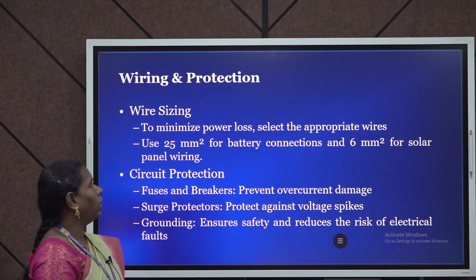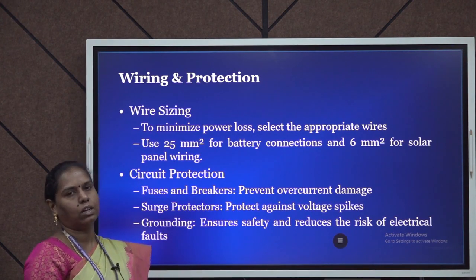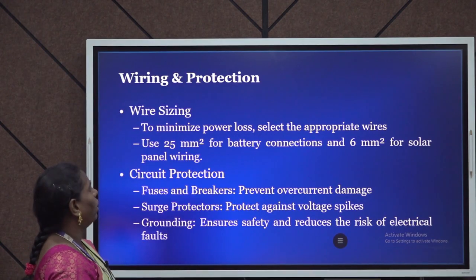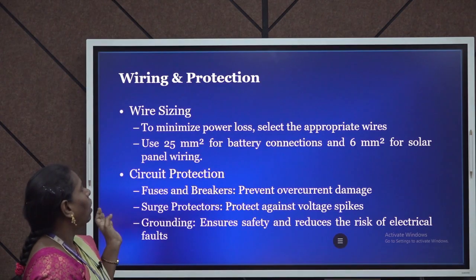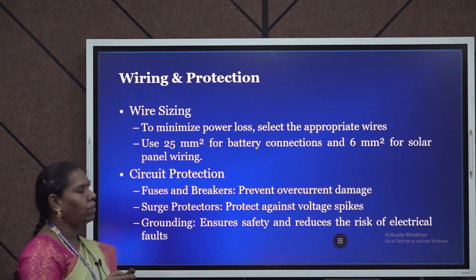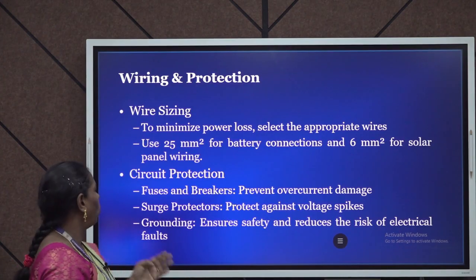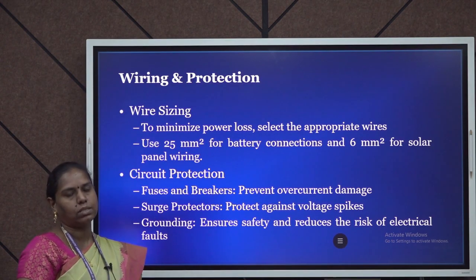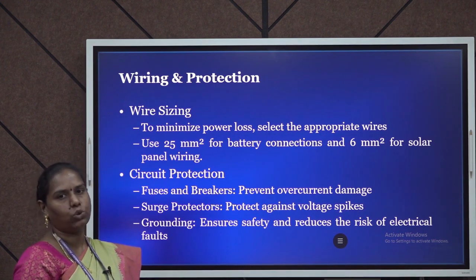And the final one, wiring and protections. This is very important for connecting all the components. To make the current flow, we need wiring and protection units. For wire sizing, we can use 25 millimeter square for battery connections and 6 millimeter square for solar panel wiring. And for protection we may use fuses, surge protectors, breakers, and grounding. This will ensure safety.